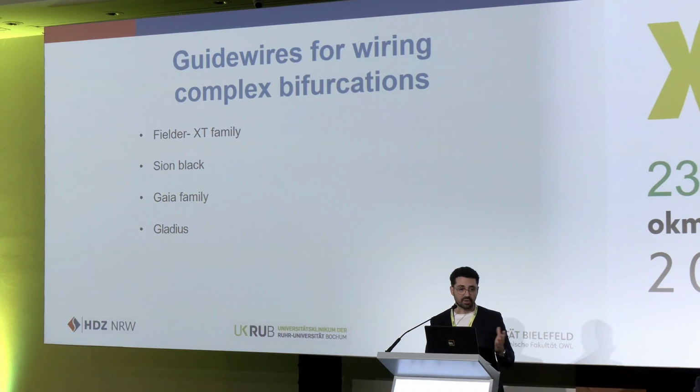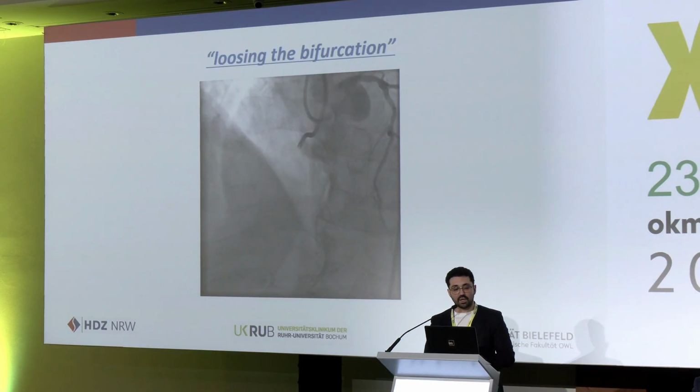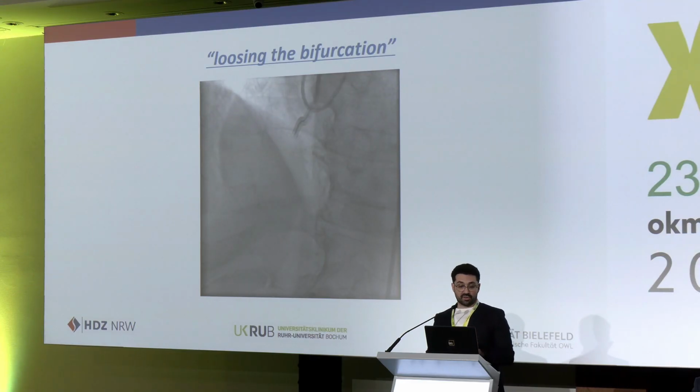If you have a flap or dissection, you need to puncture through the dissection. You can also use Gaia for that. So we need to preserve bifurcations.